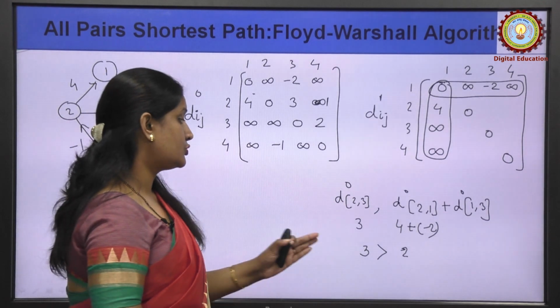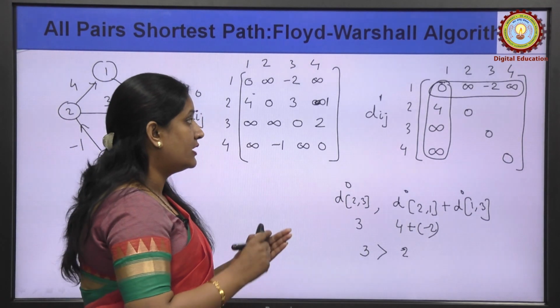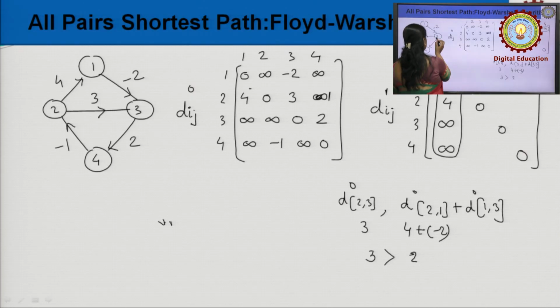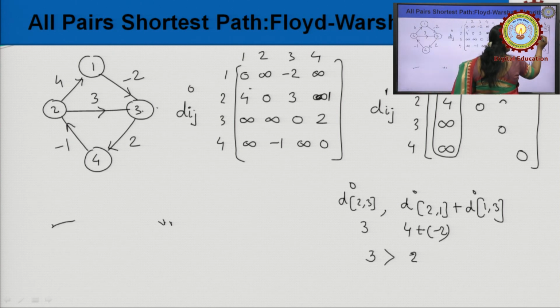So there is a shortest path from vertex 2 to 3 via node 1. 4 minus 2 is 2. So replace it and put 2 here.